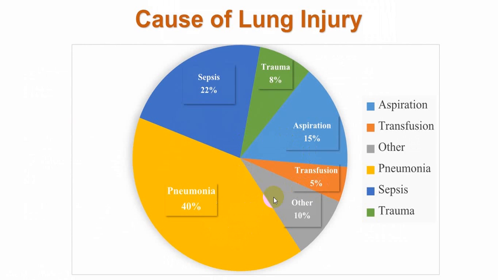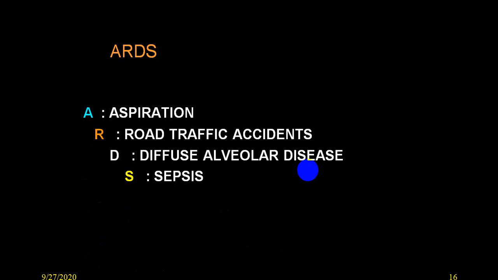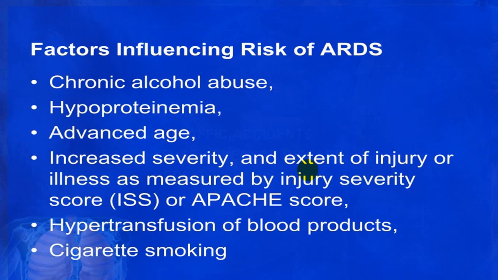Now if you see in this, putting it all together, almost 40% of the cases are because of pneumonia, 22% is sepsis, 8% is traumatic lung injury, and 15% is aspiration. So if you put all this together, they will account for nearly 85% of the group. While multiple blood transfusion is only 5%, and miscellaneous, or what we call uncommon causes, is 10%. So the most common causes are pneumonia, aspiration pneumonia, sepsis, pancreatitis, traumatic lung injury, multiple blood transfusion. This comes topmost on the list. So they usually put A for aspiration pneumonia, R for accidental injury or traumatic causes, D for diffuse alveolar disease, and S for sepsis, whichever way you want to remember.